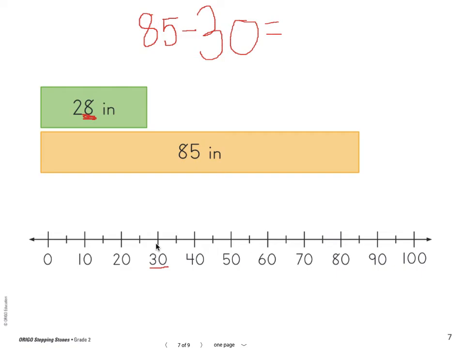So I'm at 85, 75, 65, 55. So 85 take away 28 is about 55. It's really close to 55. Okay? So that is how you can use estimation to help solve a problem.